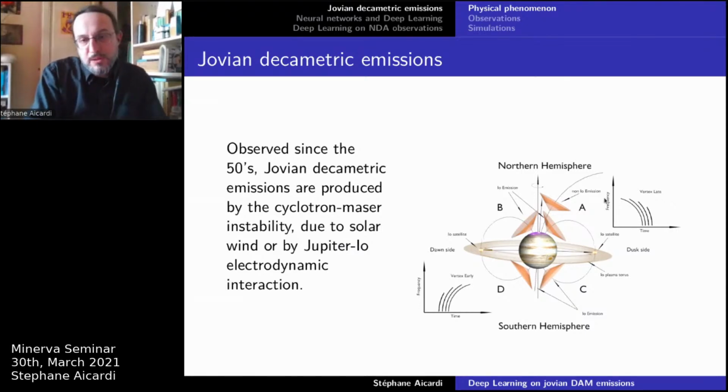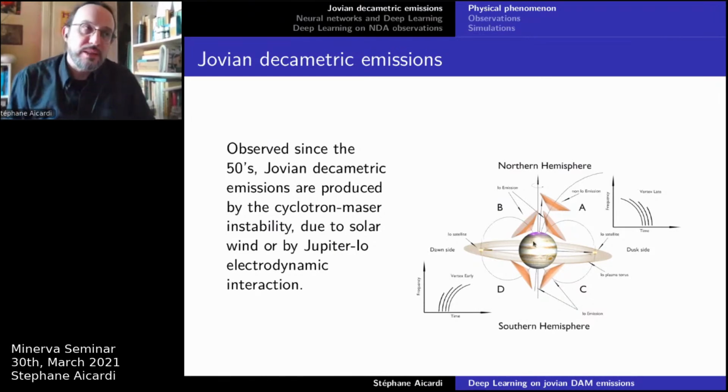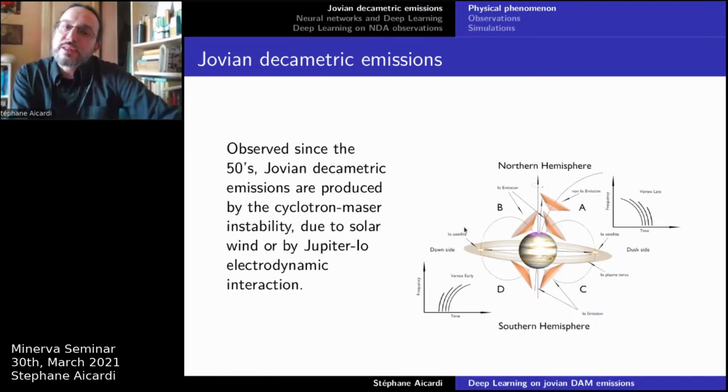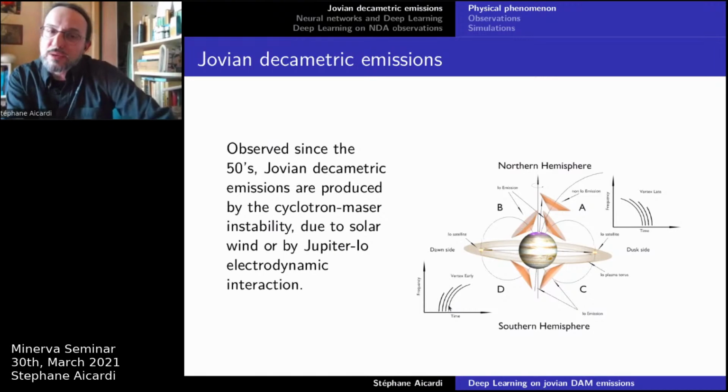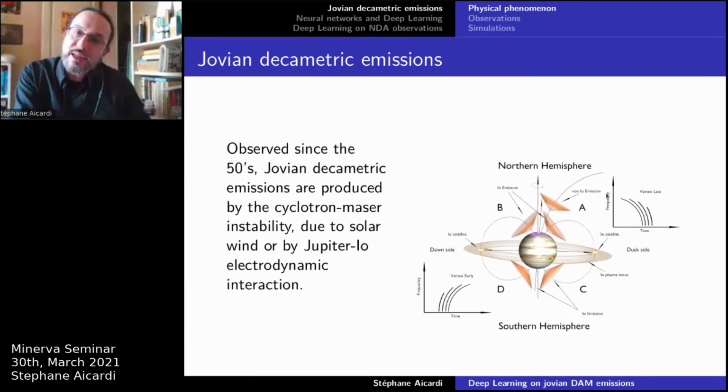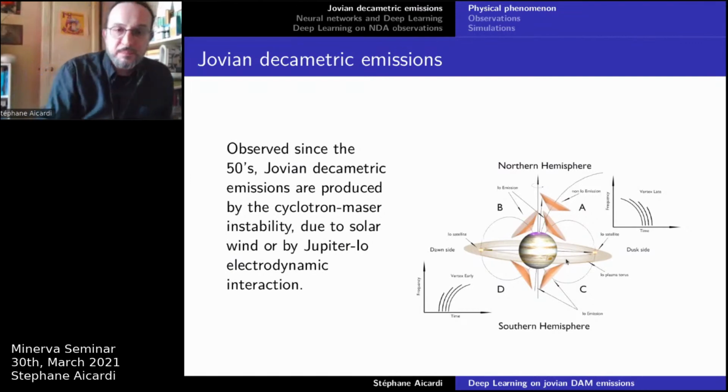They come from particles that go to the northern pole or the southern pole. When they go to the northern pole, they are right polarized. To the southern pole, we get left-handed polarization. And if they are on the dawn side, we see emissions that are curved this way, and on the dusk side they are turned this way. It's because of the rotation of Jupiter and the satellites.